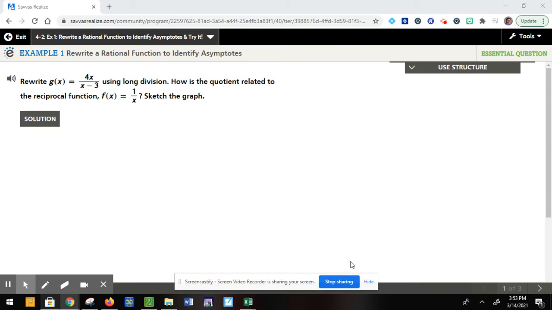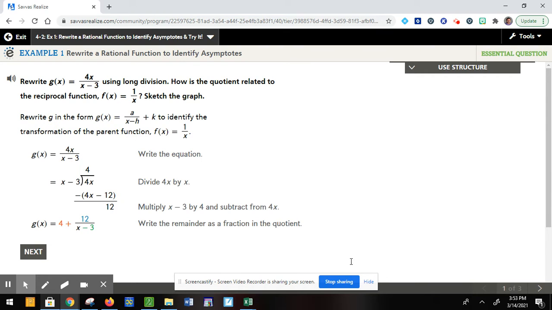Welcome to lesson 4.2. We are going to be graphing rational functions. So the first thing we're going to do is look at this example where you have a function g of x is equal to 4x divided by x minus 3. We're going to use long division to rewrite it, and that's going to tell us a piece of information that we can then use. And then we'll also answer how is the quotient related to just the regular reciprocal function we looked at in the previous lesson. And then we'll sketch the graph.